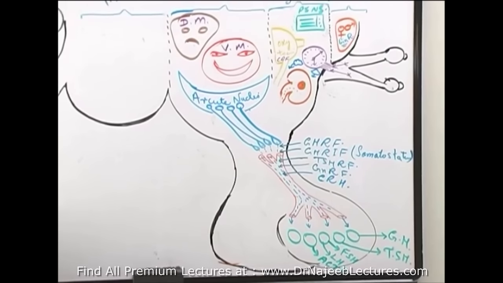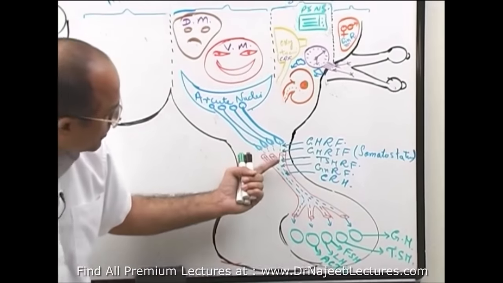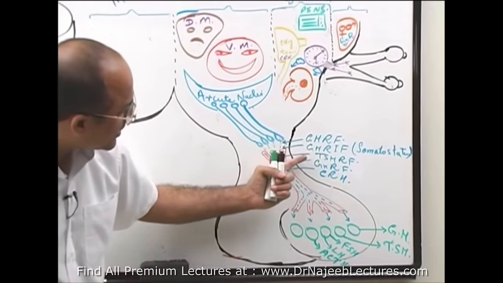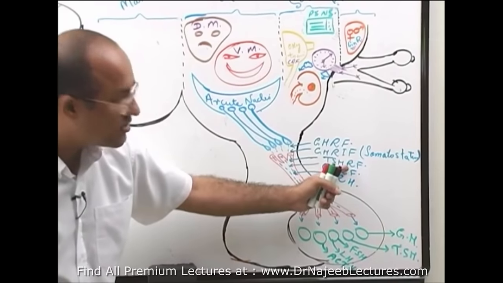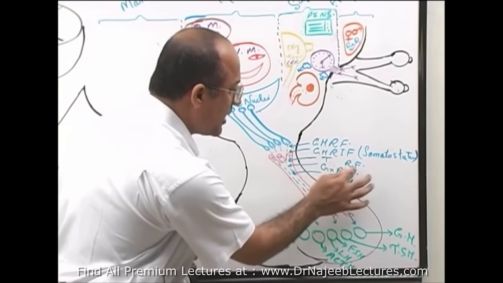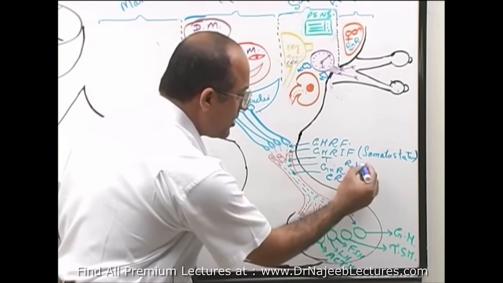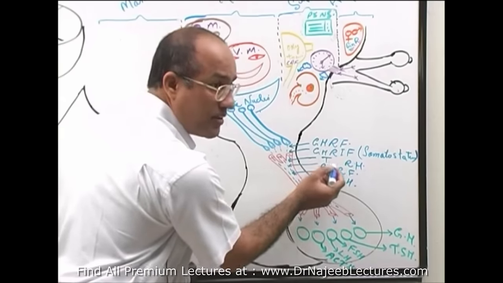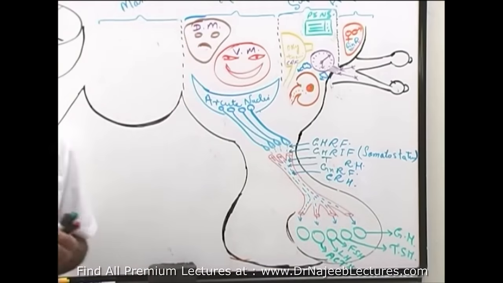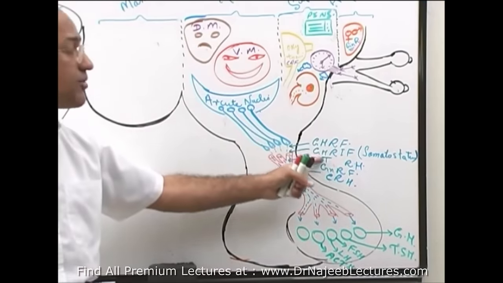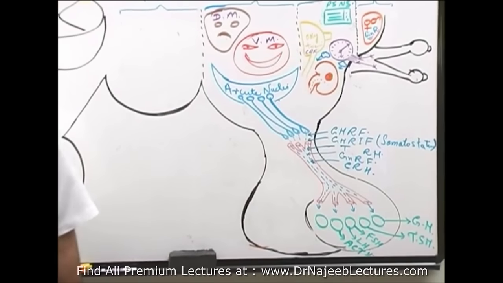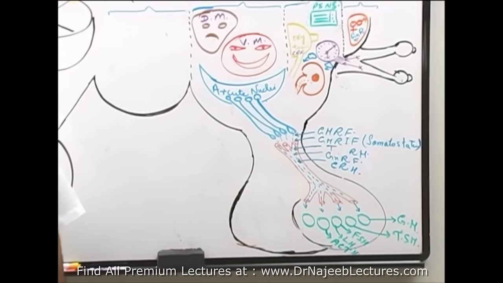Then there is what we have discussed: growth hormone release factor, growth hormone release inhibiting factor, TSH releasing factor, or we simply call it TRH. What do we call it? TRH, that is thyrotropin releasing hormone. Then gonadotropin releasing hormone, then corticotropin releasing hormone or releasing factors. Remember, all of them which I've written here are short peptides.